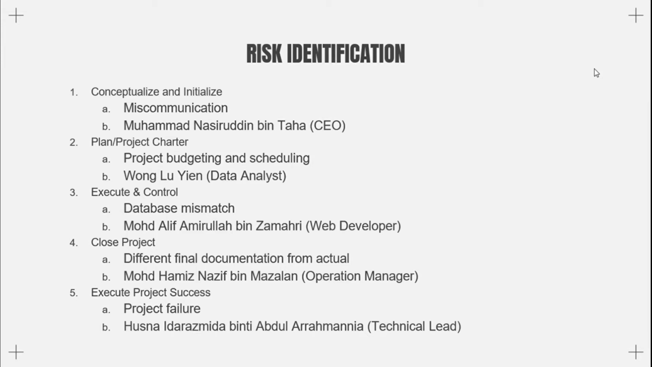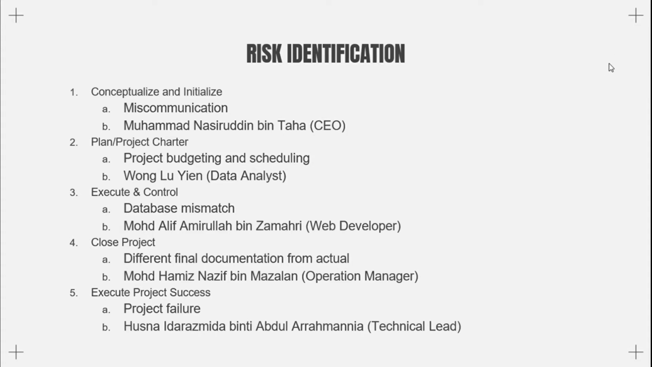The next phase, which is plan project charter, the risk is in project budgeting and scheduling. This is handled by our data analyst, Wong Luyen. The strategy that should be implemented for this risk is to decide the resources and time needed for each task.